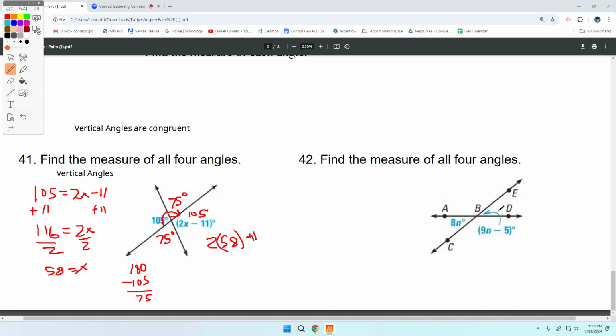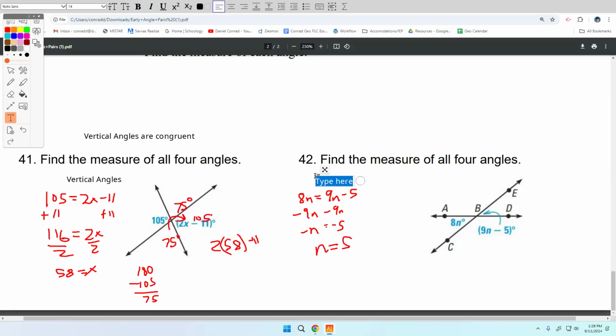Same thing here with 42. It's pointing to this angle right here. So these are vertical. So we can do 8n equals 9n minus 5. I can subtract 9n from both sides, which gives me negative n equals negative 5. And if I multiply both sides by negative 1, I get n equals 5.